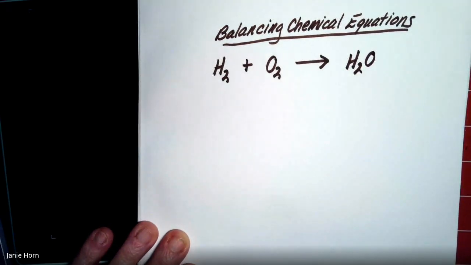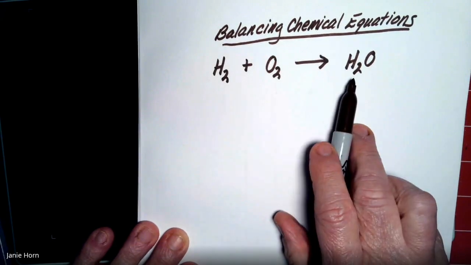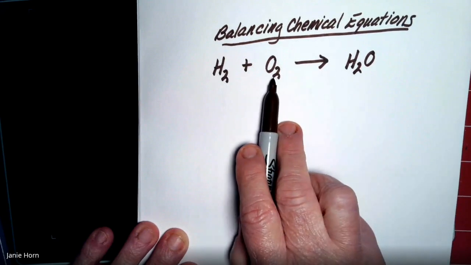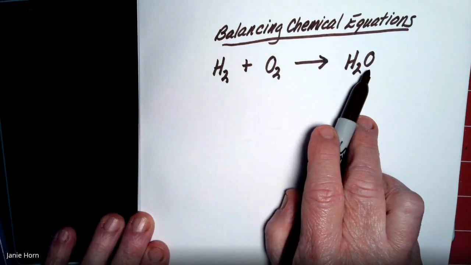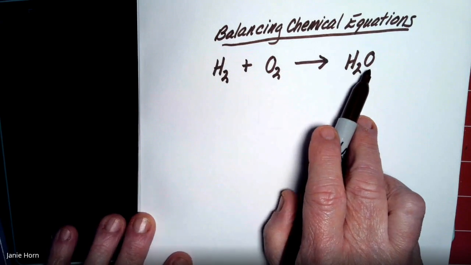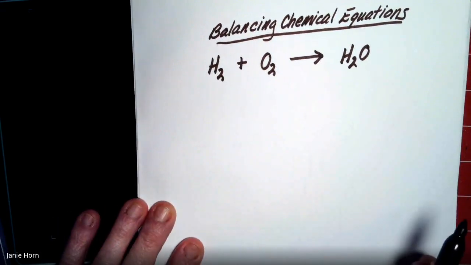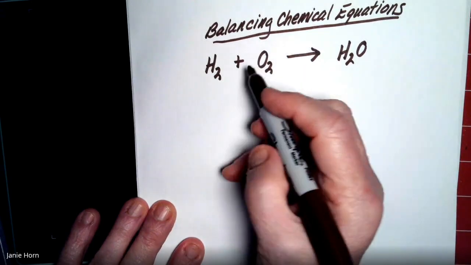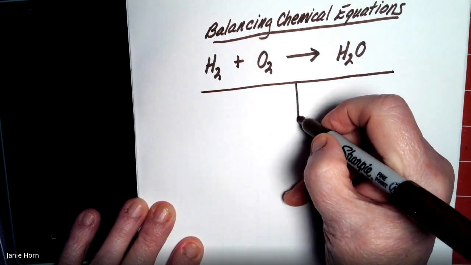Okay, well, in order for this equation to be balanced, it has to have the same number of hydrogens on the left as it does on the right, and the same number of oxygens on the left as it does on the right. These are your reactants, and over here are your products. What goes in must come out. Matter cannot be created or destroyed in a chemical reaction.